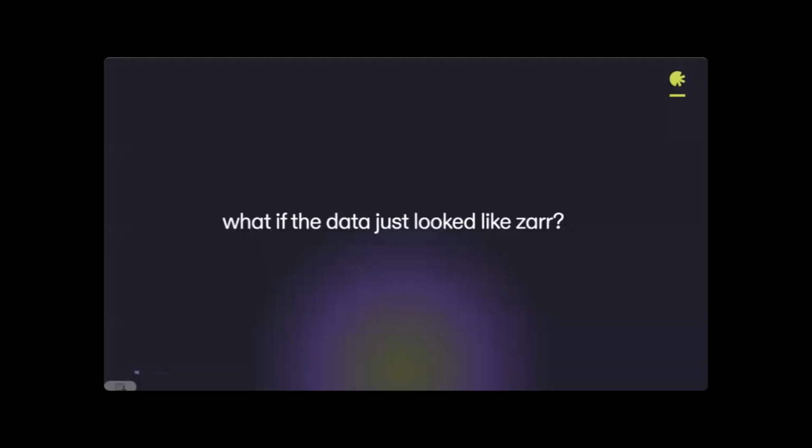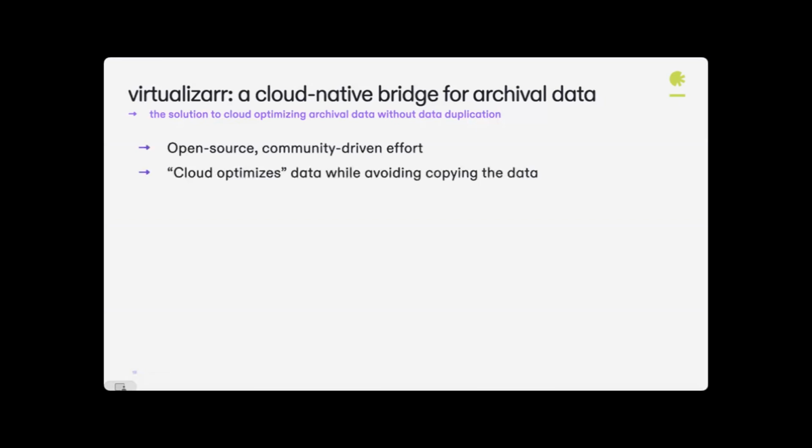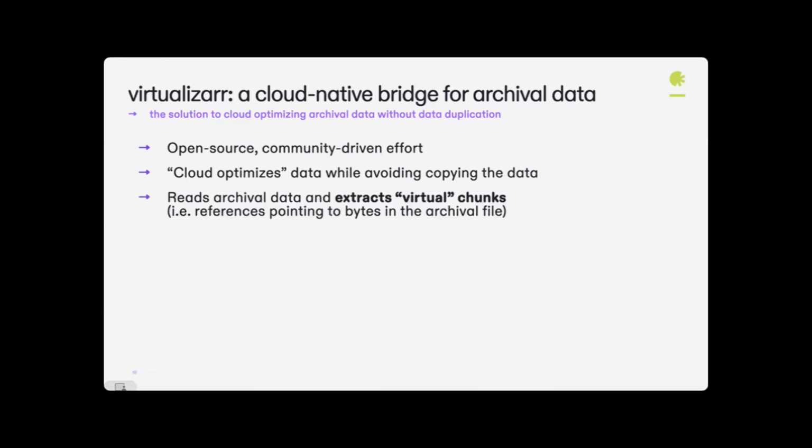So what if the data just looked like Zarr? This is the idea behind VirtualiZarr, which Max is going to give a whole presentation on in a few minutes, so I'm going to run through this very quickly. VirtualiZarr is also open source, and it's been a community-driven effort. The idea is that we could cloud optimize data while avoiding actually rewriting or copying this data in cloud storage. VirtualiZarr works by reading archival data and extracting virtual chunks, which are basically pointers to the bytes in the archival files.